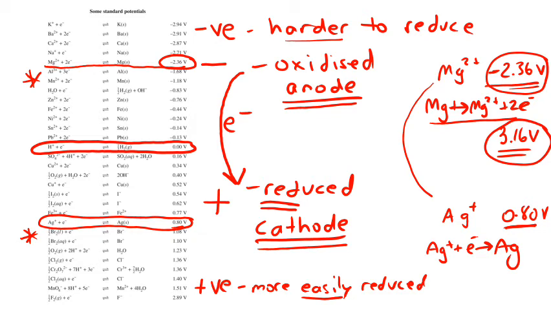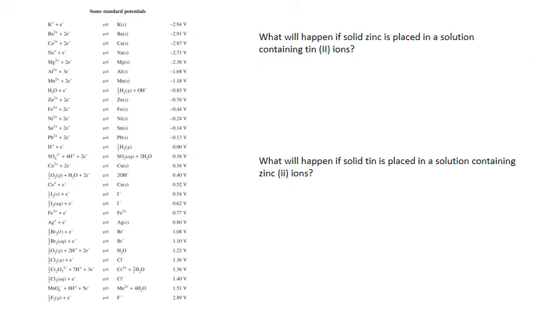Now, even if you don't understand everything that's going on, you can see how this table of standard potentials very easily allows you to predict which will be oxidized, which will be reduced, the voltage, identify the anode, cathode. It is a very powerful tool. Let's look at a couple of examples. What will happen if solid zinc is placed in a solution containing tin ions? We've got solid zinc, tin ions. So the zinc is solid, I've got tin ions.